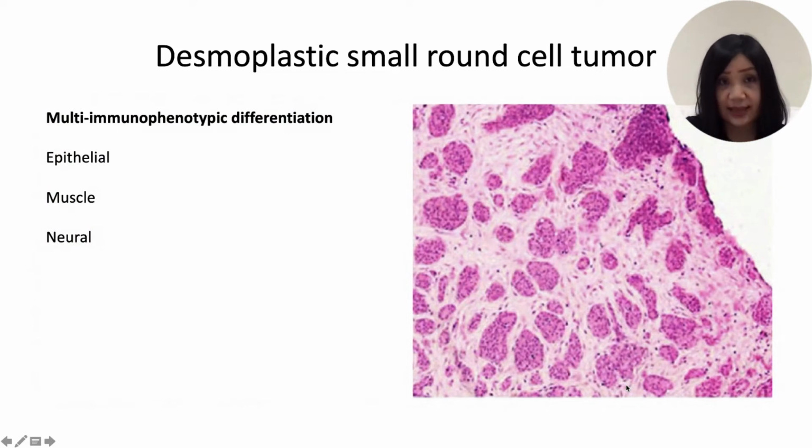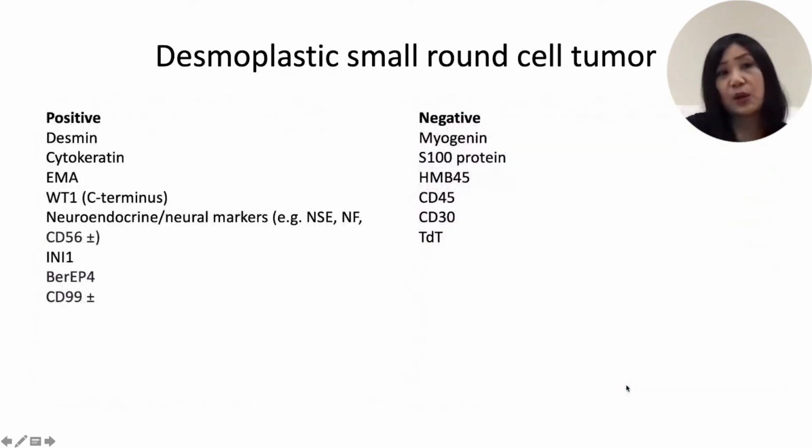And DSRCT is known for its multi-immunophenotypic differentiation with divergent differentiation towards epithelial, muscle, and neural lineages. And let's remember that any given tumor does not have to show all of these lineages. It can show one or two or all. So we have to also be aware of the spectrum of immunohistochemical differentiation. So positive markers on the left, negative on the right.